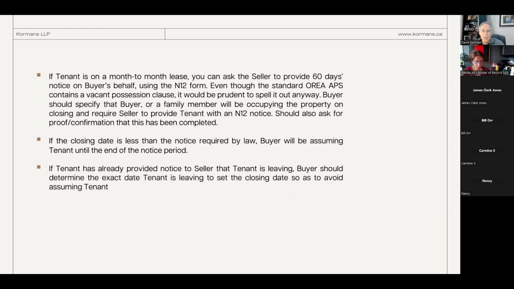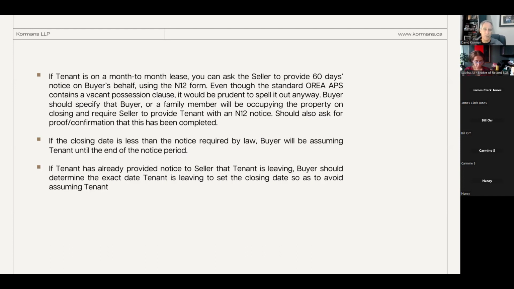So if the tenant is month-to-month at this point, you can ask the seller to provide that 60 days notice on the buyer's behalf. It's the buyer that wants the property for themselves or their own family member. So you can ask the seller to issue that notice, saying, hey, we've got a buyer who needs it for their own purposes.